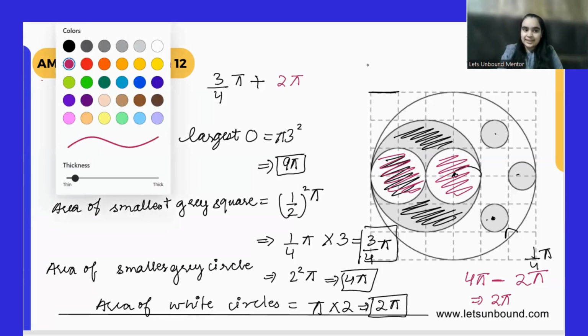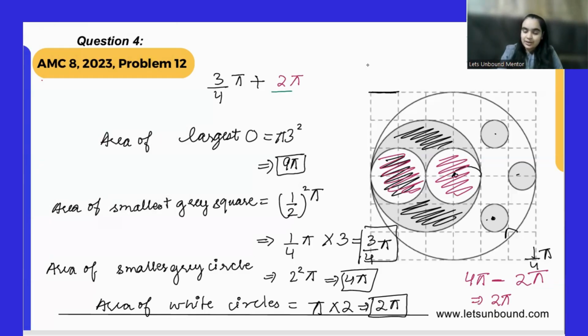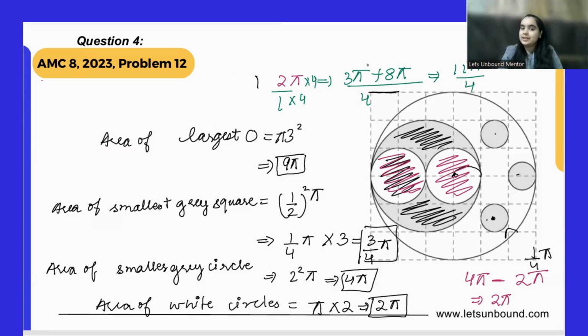So if we take the LCM over here, we will get 3 pi plus, we can multiply both numerator and denominator by 4 to get the same denominator, right, by taking the LCM. So we will get 3 pi plus 8 pi upon 4. That is actually 11 pi over 4. Okay. So this much we needed to do to find the area of the shaded part. Now they are asking us for the fraction.